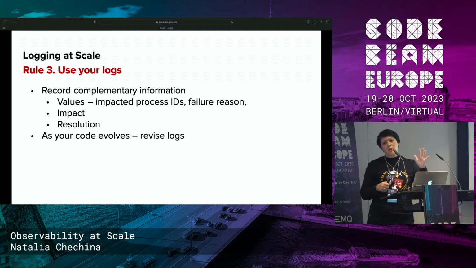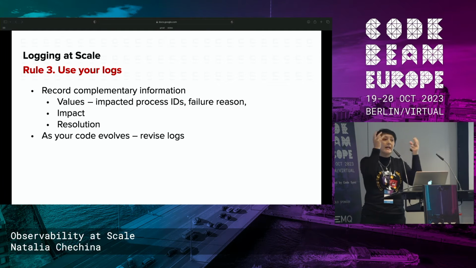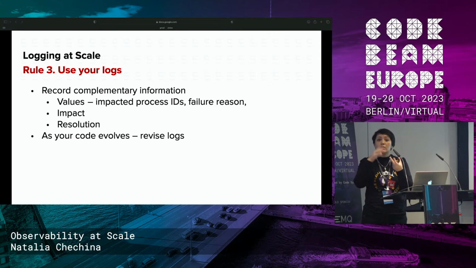I already started talking about how to structure your logs. So one thing is for logs to have an ID. Another important piece of information is values. We talked about what exactly you want to pass there, some useful information that will help you to understand your logs. Impact: write down, if this happens, what's the impact? Extend it, and then think about the solution. How would you solve this problem?